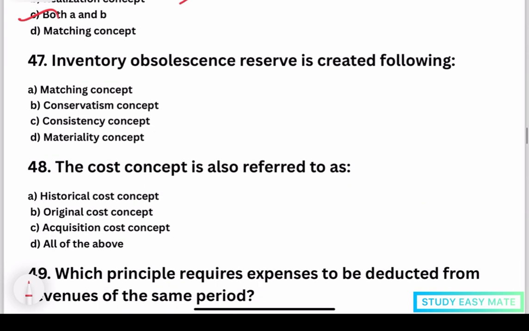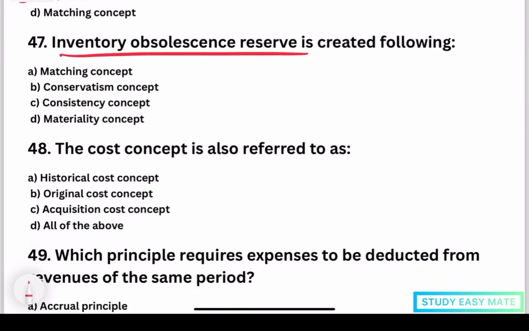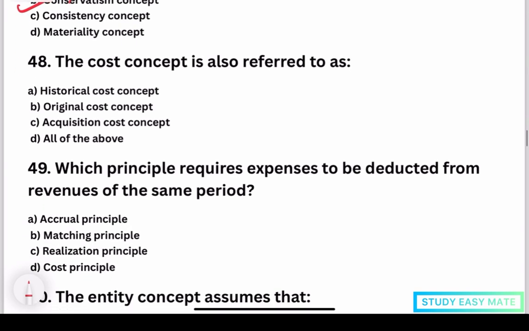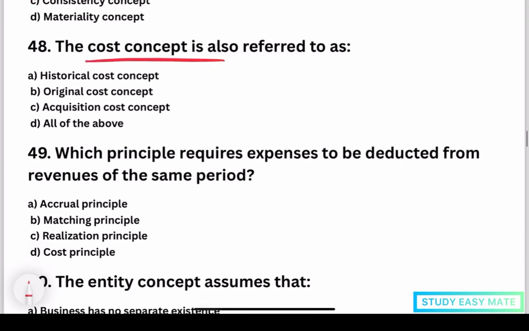So 47, inventory obsolescence reserve is created following the conservatism concept, right? How do I explain? This concept requires providing for probable losses, including the potential losses from inventory becoming obsolete or unsaleable. So 48, the cost concept is also referred to as all the above.